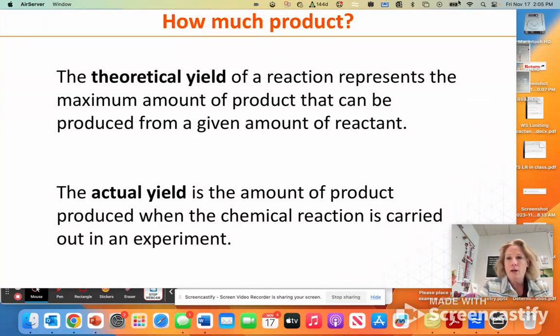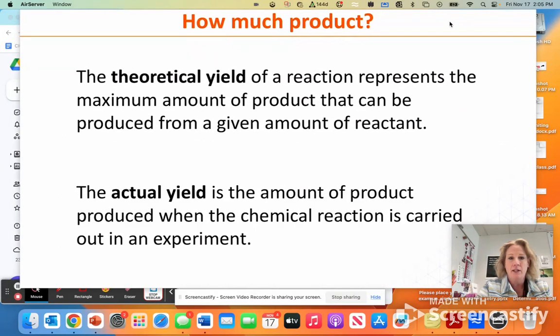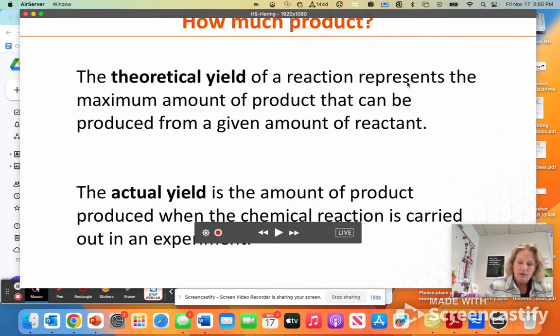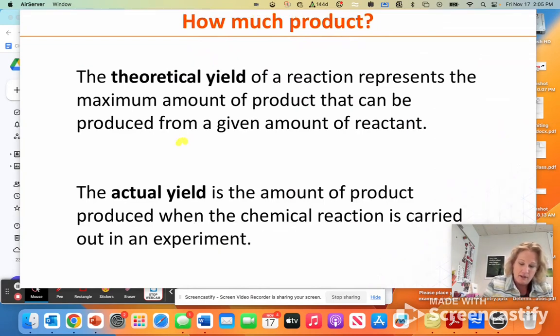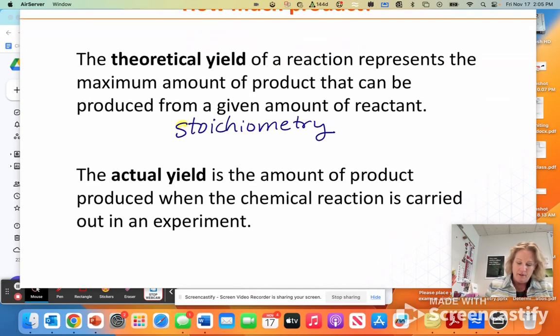So when we do this in chemistry, we want to understand these two terms, because these are the two things that are going to go into the formula that we're going to use. Theoretical yield is always going to be based on doing stoichiometry. So you will do stoichiometry to figure out what the theoretical yield is. The actual yield is going to be from the lab. When we do a lab, it'll be the mass of the product that we get. And if it's not a lab and it's a worksheet, it'll be given.